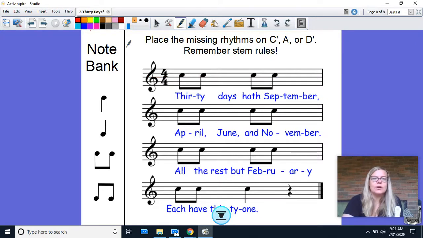All right, so let's go ahead and pull some of those notes over. So 30 days, we need a note. Let's go ahead and pick the A. So I'm going to go ahead and put this on A. And that would sound like this.